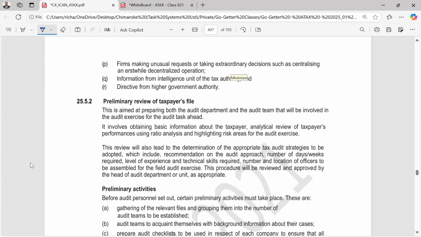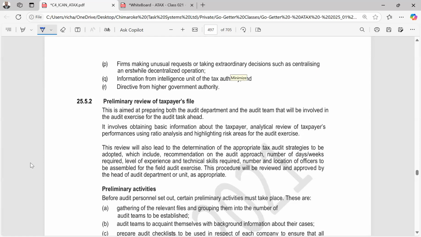For example, what is the taxpayer's name? What is its nature of business? When was it incorporated? When did it commence business? Has it changed its accounting dates? Who are the directors, rather? What are their portfolios? What is their stock in trade? We want to know everything about the company, about the taxpayer.